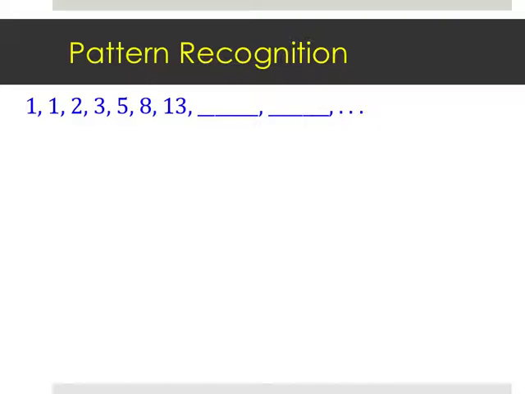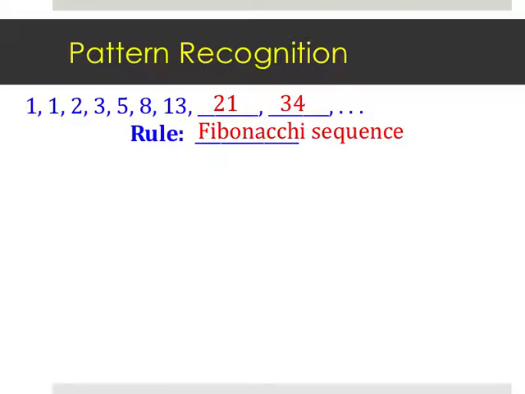So the answers are, in fact, 21 and 34. To generate that, we have something that's called the rule. So, Kev, what's the rule? You add two numbers and then you get the number to the right. Like 1 plus 1 is 2, and then 1 plus 2 is 3, and 3 plus 2 is 5, and so on. Beautiful. Do you know what that's called? It's called the Fibonacci sequence.